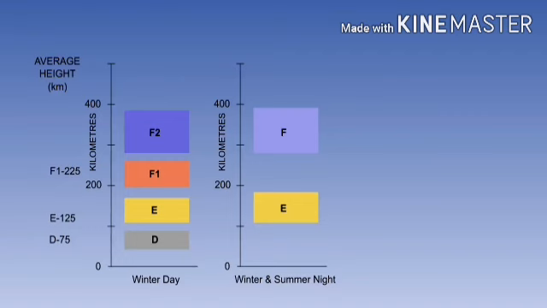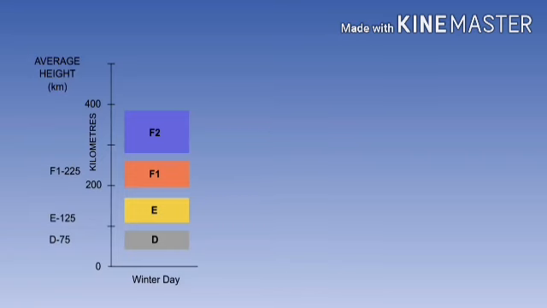There are 3 distinct layers in the ionosphere, called D, E, and F. Layer F divides into 2 layers during the day, called F1 and F2, but they recombine at night. Layer D is found at an average height of 75 kilometers in the atmosphere. Ionization is low, because it is the lowest region of the atmosphere to be ionized.